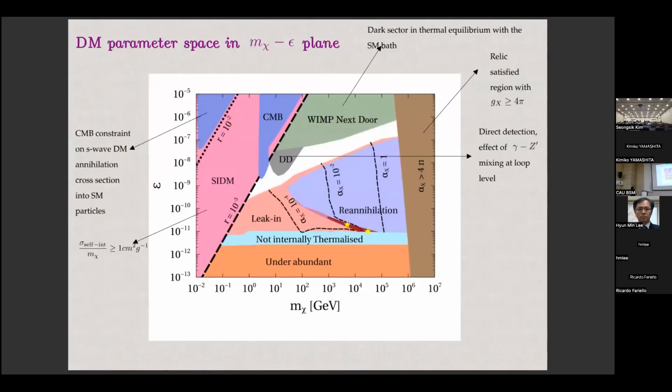So the main message of this plot is that the dark sector relic density is satisfied in this region, but the epsilon value is very small. And the WIMP next door is basically the parameter space in which both the sectors are in thermal equilibrium.